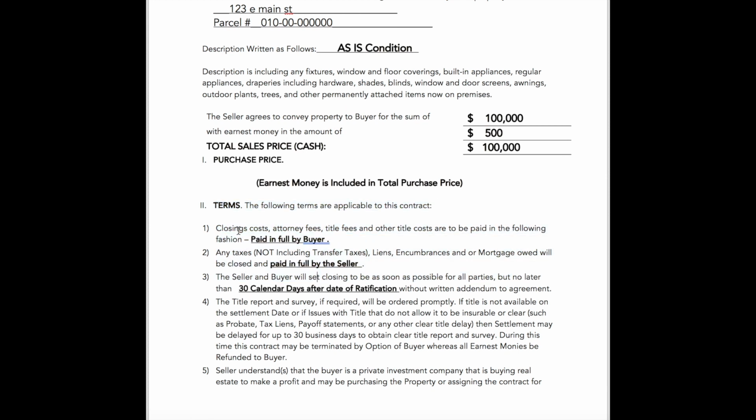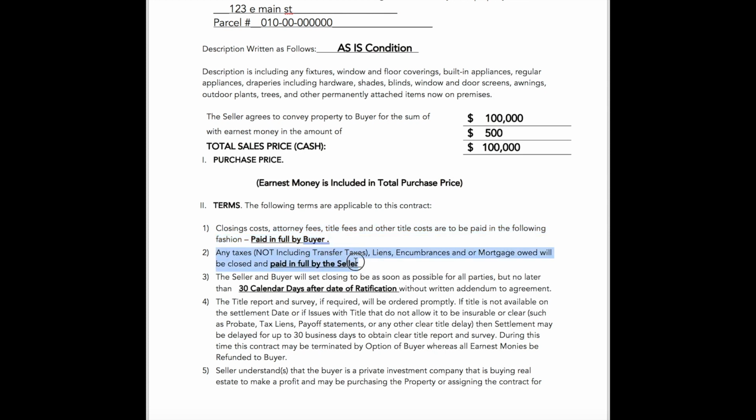So closing costs, attorney's fees, title fees are all to be paid by the buyer. So what that means, usually when we negotiate with the seller, we say the benefit of working with us is that we pay all closing fees, all title costs, there's no realtor fees involved. So that usually helps you get a lower price. So we're stating that we're the ones actually paying those closing costs.